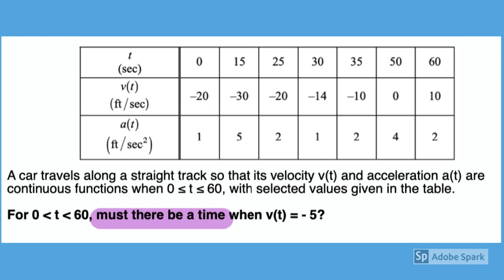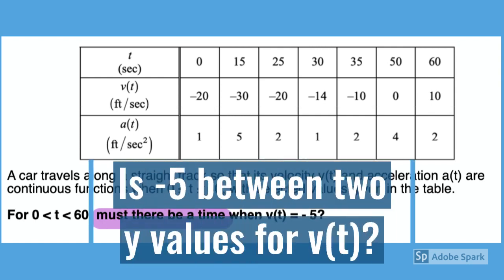And if you see something like, must there be a time, that's going to be a tip-off that you want to use an existence theorem. So essentially this problem is asking, is there a y value on the velocity graph that is equal to -5? And so since I'm talking about the existence of a y value, the intermediate value theorem is the way to go. So the main thing I really need to look for is, is -5 between two y values for v of t?